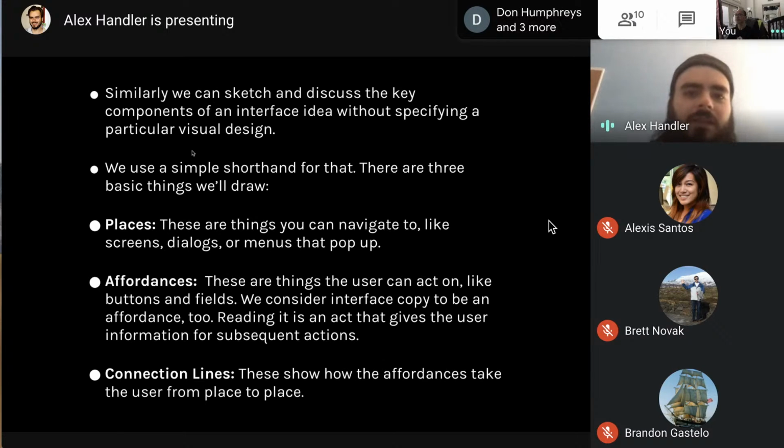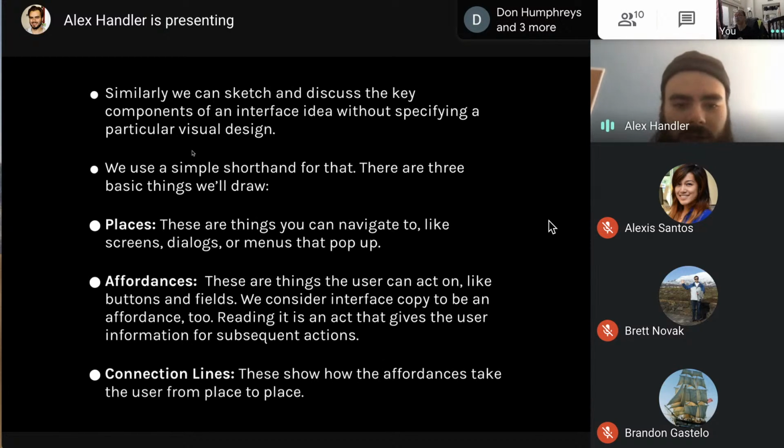Similarly, we can discuss the key components of an interface idea without specifying a particular visual design. So we use a simple shorthand for that. There are three basic things that we're going to draw. We're going to draw places. These are things that you can navigate to, like screens, dialogues, menus, or pop-up windows.